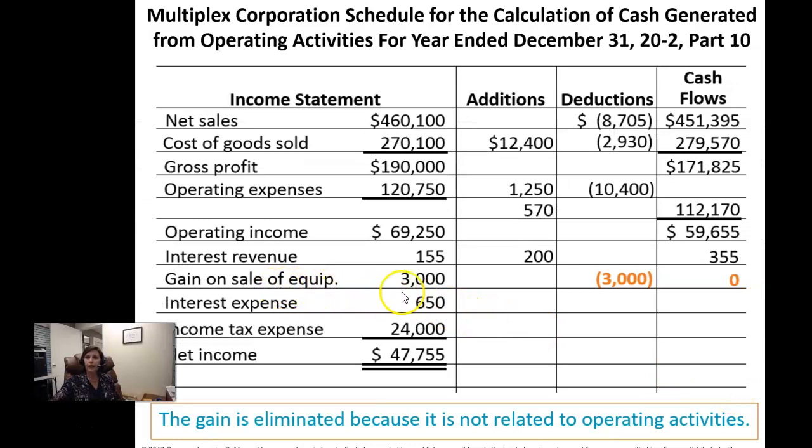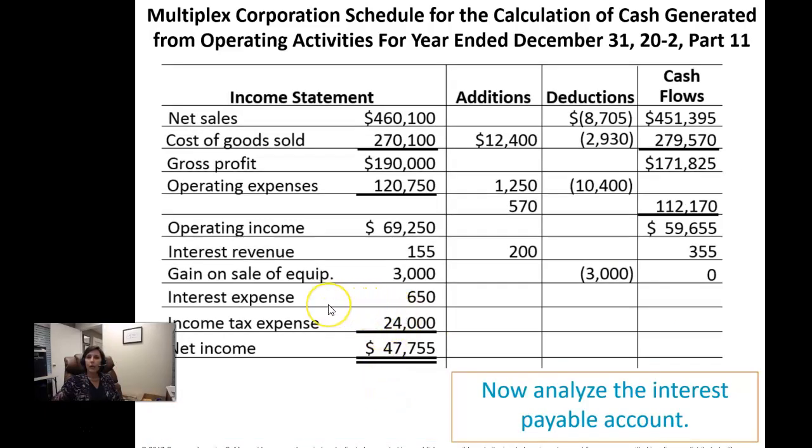Now let's take a look at this gain on sale of equipment. We're subtracting that out of here. Why is this? It's because what we're preparing right now is the operating portion of your statement of cash flows. It doesn't belong here. So we're going to subtract it out because what we're trying to do is convert your income statement into your statement of cash flows. And right now we're in the operating section, and gain on sale of equipment does not get included in here.